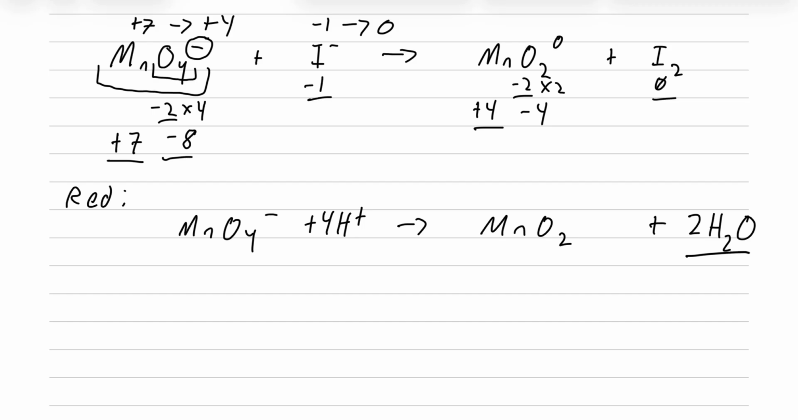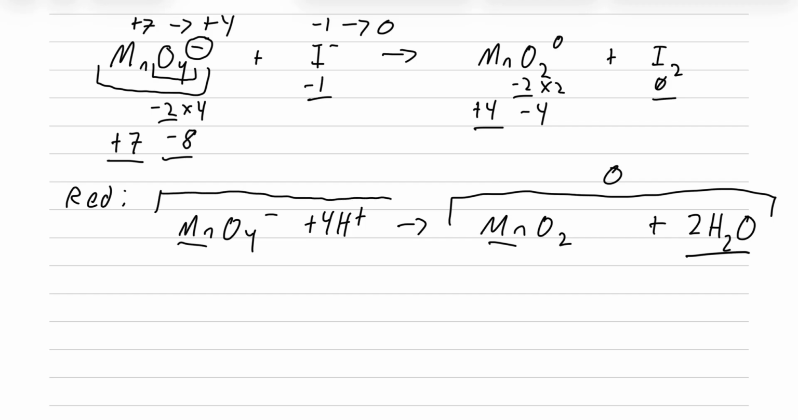So, great. You balance your central element first, right? Manganese in this case, then oxygen with water, and then hydrogens with protons, okay? So now our elements are balanced, right? We have 1 manganese, 4 oxygens, and 4 hydrogens on both sides, but the charge is not balanced, okay? So on the right here, we have an overall charge of 0, and on the left, we have an overall charge of +3.